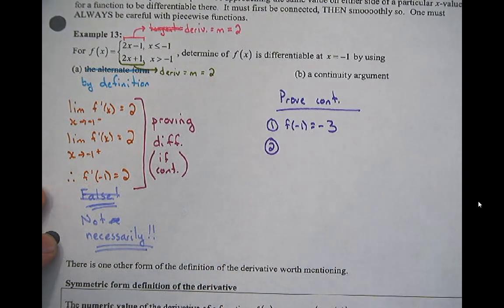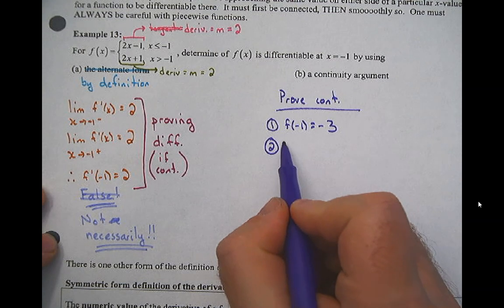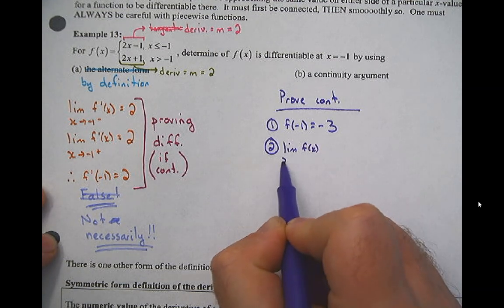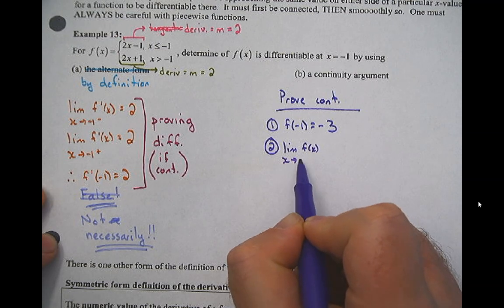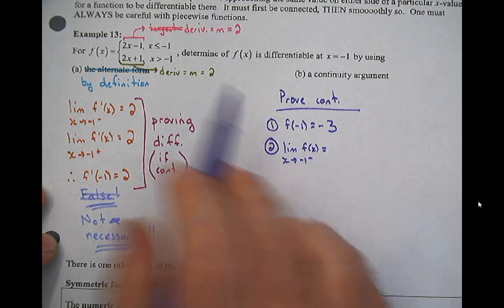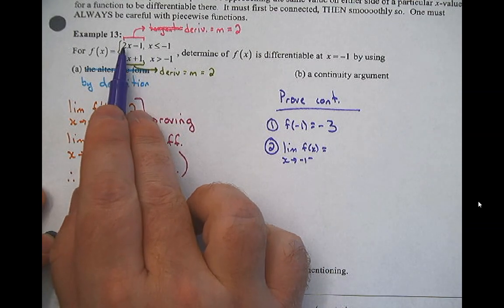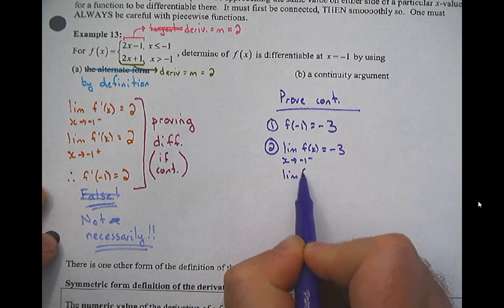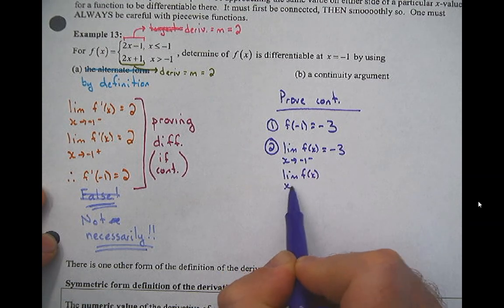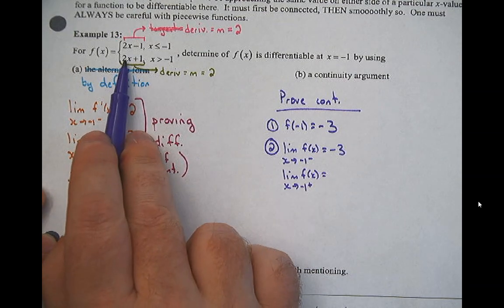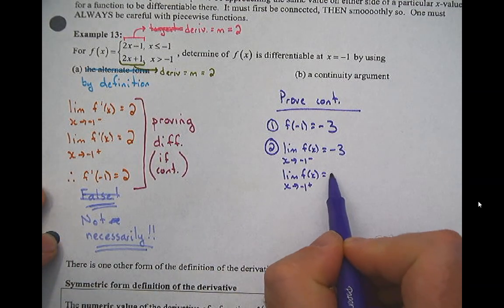Then I need to prove that the one-sided limits are equal. So the limit of f of x as x approaches negative 1 from the left equals, I put negative 1 in here. Negative 2 minus 1 is negative 3. The limit of f of x as x approaches negative 1 from the right, I put negative 1 in there, I get negative 2. Negative 2 plus 1 is negative 1.